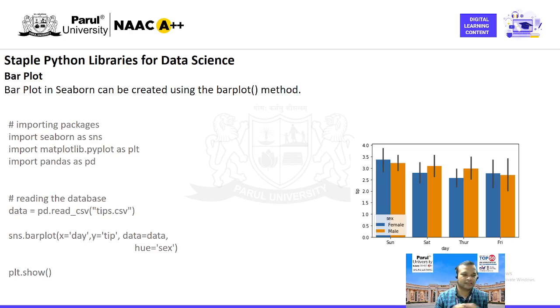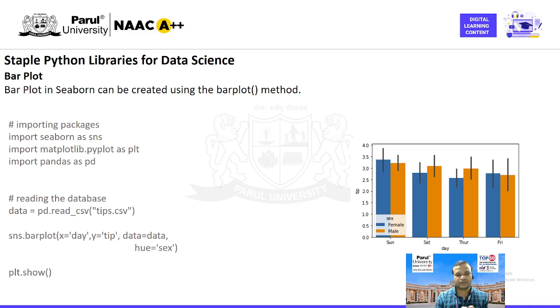sns.barplot, x is equal to day, x representing the day and the y coordinate representing the tip, and data is equal to data, and hue is equal to sex. Then plt.show.